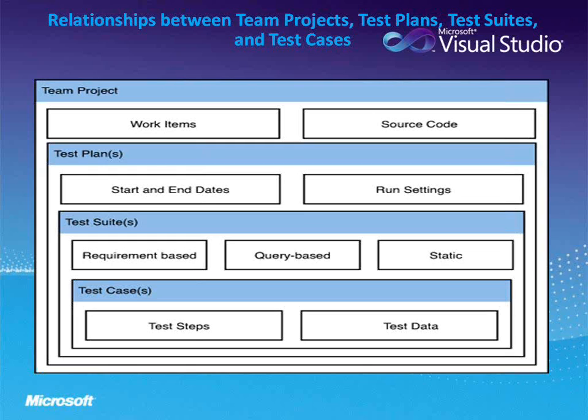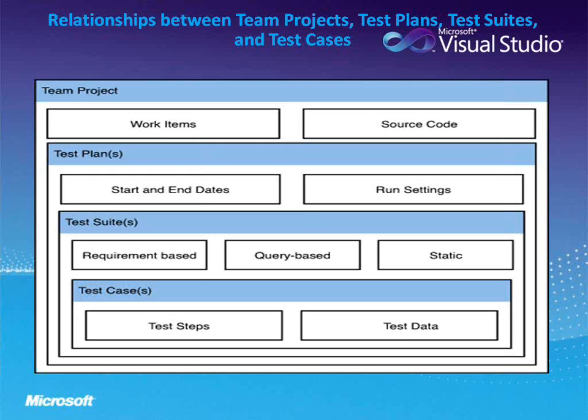So now what is a team project, what does it contain? The team project that we need to create in Visual Studio 2010 Ultimate contains the work items. Work items are nothing but your artifacts, like test cases, bug reports, SRS, BRS documents. So everything comes under work items. Then the source code, that is the code itself.